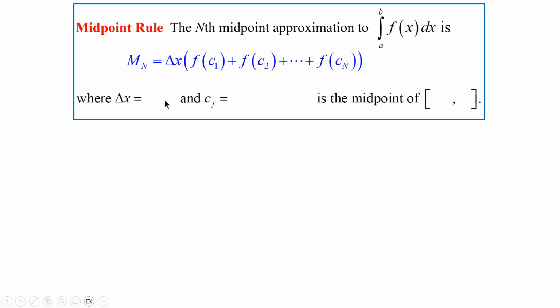Where delta x is, one more time, you guys know it, b minus a over n, and c sub j would be a plus, now remember on the trapezoid rule it's a plus j delta x. We're talking midpoints now. Instead of j delta x, it's j minus 1/2 delta x, which is the midpoint of one of my subintervals. So I'll call that x sub j minus 1 to x sub j. There we go. Makes this look way more complicated than it is. Wait till I show you it.